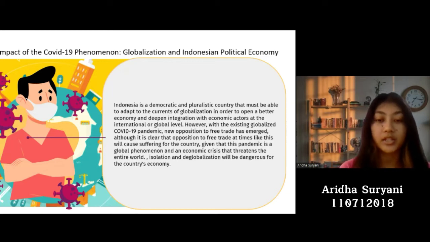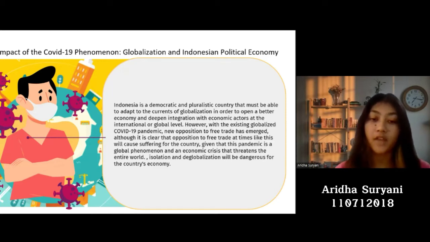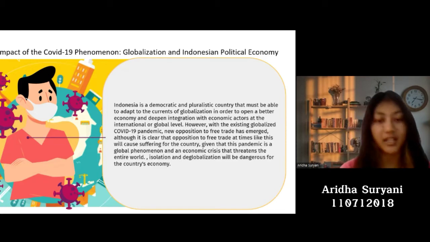That's why the Indonesian government makes many economic policies that focus on developing small businesses to have a stable economy in this country during the COVID-19 pandemic.